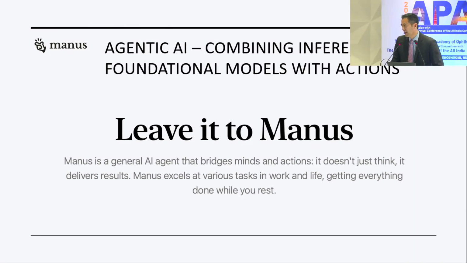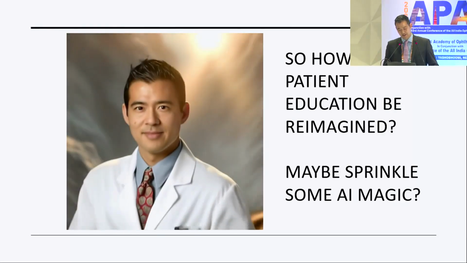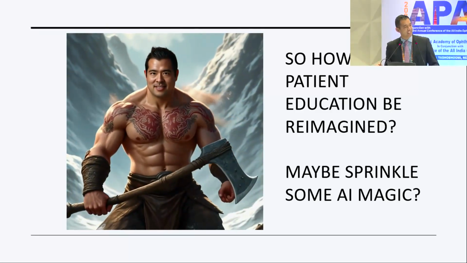So this is really the era of agentic AI, combining inference LLMs, which are foundational models that do semi-thinking, with actual actions, executable things that, just like a macro that you code a computer to do, it can decide to do some of these things. So Manus is one of the first, most famous AI agents that is a general task agent that you can customize to do things that you want. So if I think about this, how can patient education be reimagined? Well, maybe sprinkle some magic into it, right?